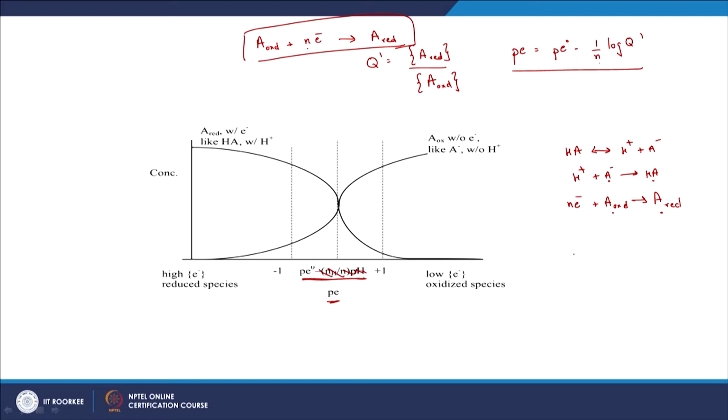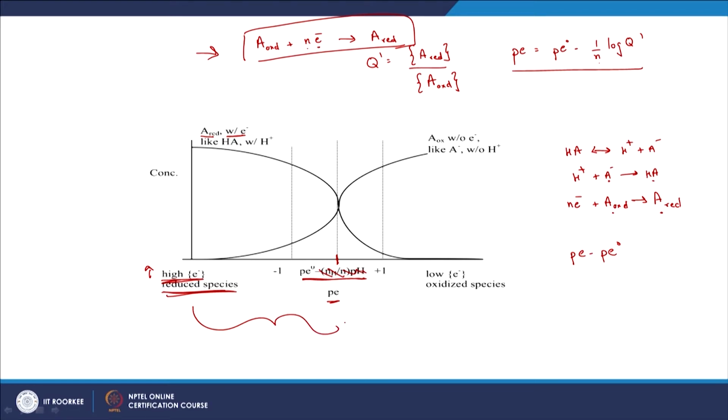So when PE minus PE naught is low, what does that mean? That means the activity of the electrons is going to be relatively high. Looking at this half reaction again, if the theoretical activity of the electrons is relatively high, then the reaction would proceed to the right, and thus the reduced species would predominate. So the reduced species, A reduced, which means with the electron, is going to predominate in the region PE less than PE naught.